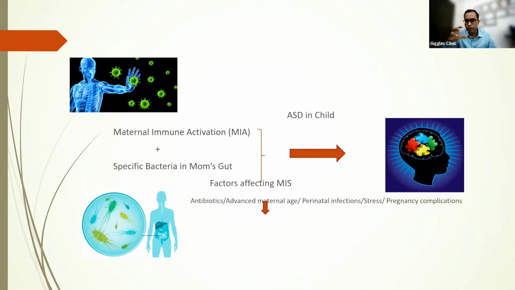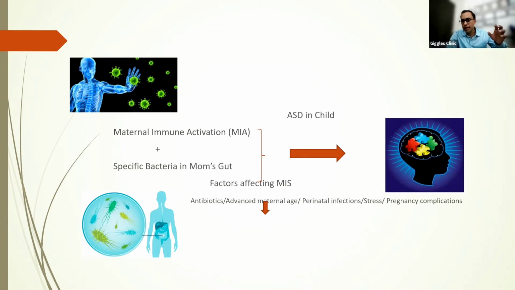Because of the stress in the mother, there is an activation of the immune system. Because of that activation, it causes a lot of toxins in the body. Now those toxins, with the specific bad bacteria which are there, go into the child's gut. And when they go into the gut, they can increase the probability of the child going onto the spectrum, depending upon the mode of delivery and other factors. So it is now said that the precursors for autism are formed well before the child is born.